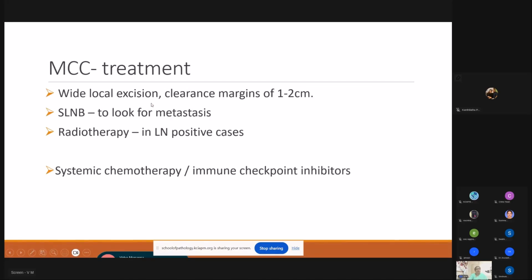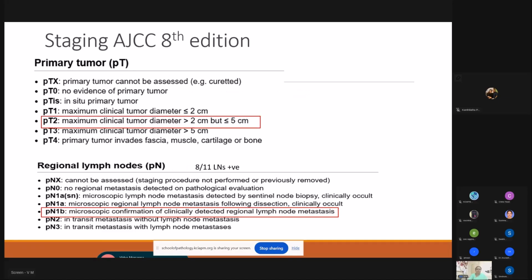Treatment, yes, wide local excision, and they say the clearance margin should be at least 1 to 2 centimeters. Sentinel lymph node biopsy definitely should be done to look for metastasis, because they are prone to metastasis. Radiotherapy in lymph node positive cases, they do that. But what is important? What is the new thing that has come up? It is the immune checkpoint inhibitors. So Merkel cell carcinoma gives a very good response to immune checkpoint inhibitors.